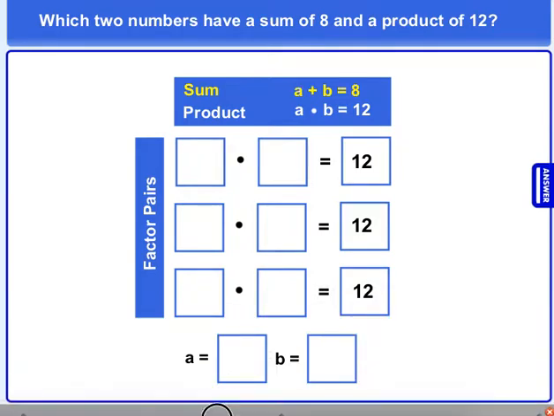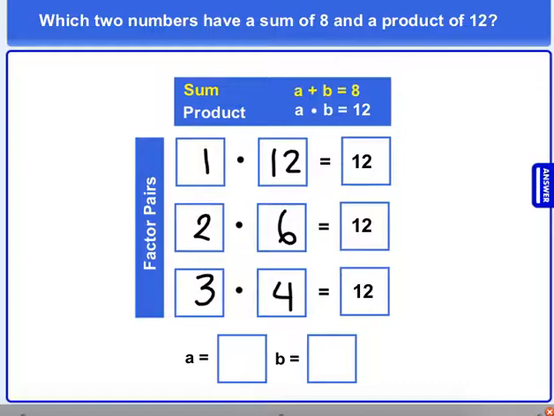Okay, let's start with the factors, because finding the factors of 12 is a whole lot easier and less choices than trying to come up with all of the sums that could give us 8, because we could go positive or negative. So let's think of the factors of 12, and we have 1 and 12, we have 2 and 6, and we have 3 and 4.